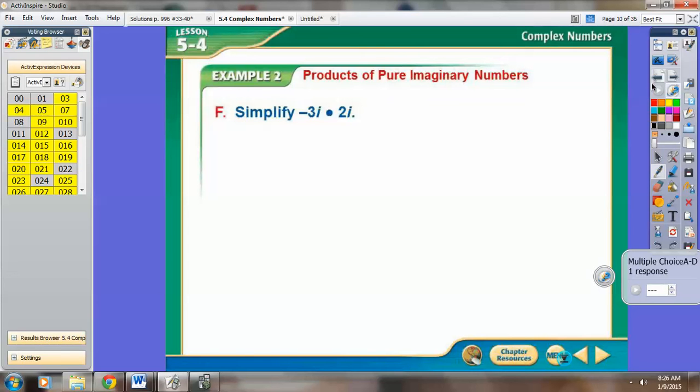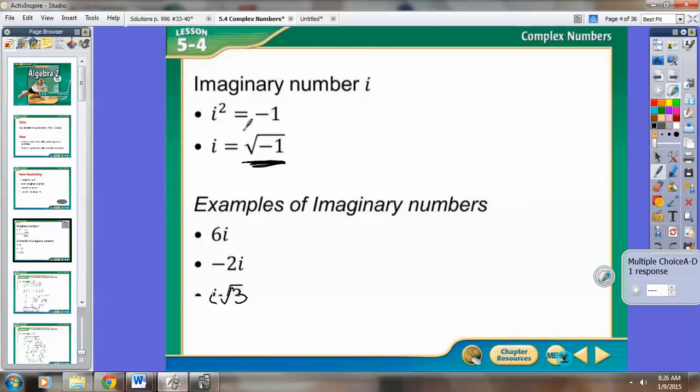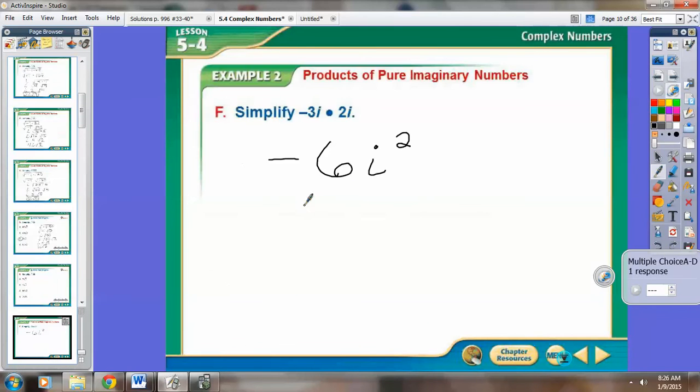Let's start by multiplying. Negative 3 times 2 is negative 6. And i times i is i squared. Now we can simplify. This is not in simplest form. We learned earlier today what i squared is. Negative 1. We learned that i squared is equal to negative 1. So I'm going to replace i squared with negative 1. So continue to multiply. Negative 6 times negative 1 is positive 6.